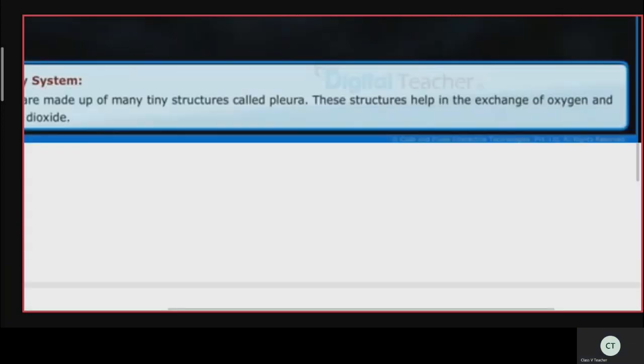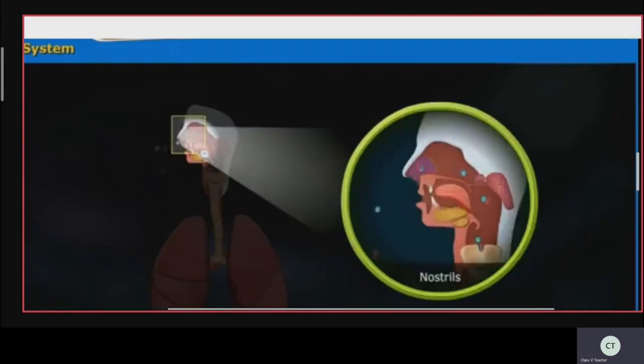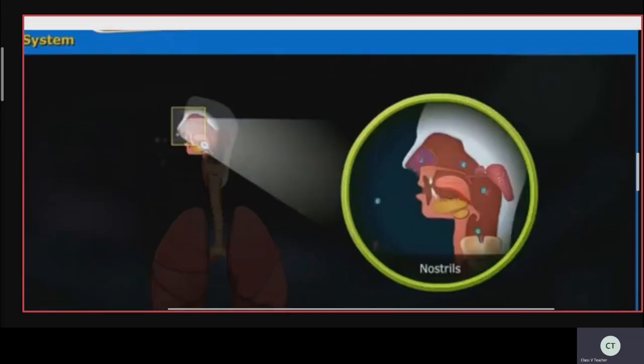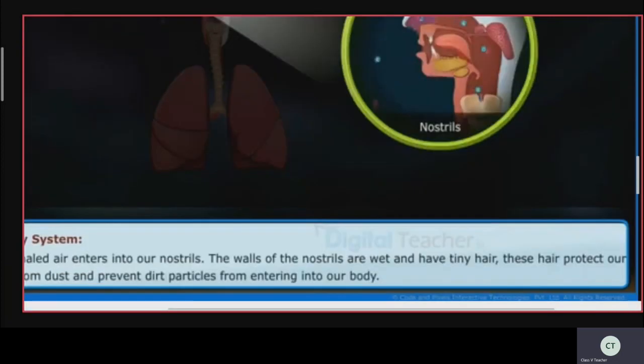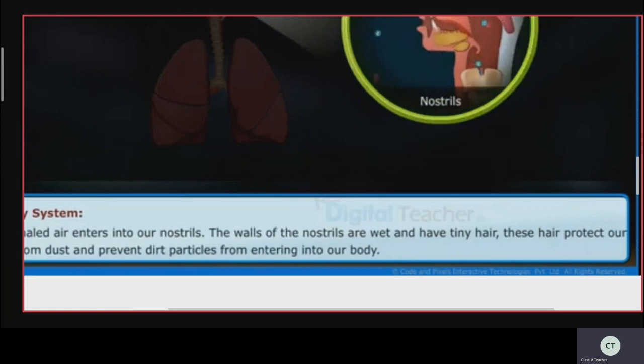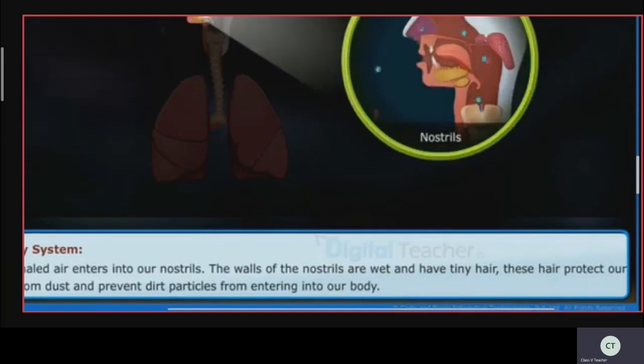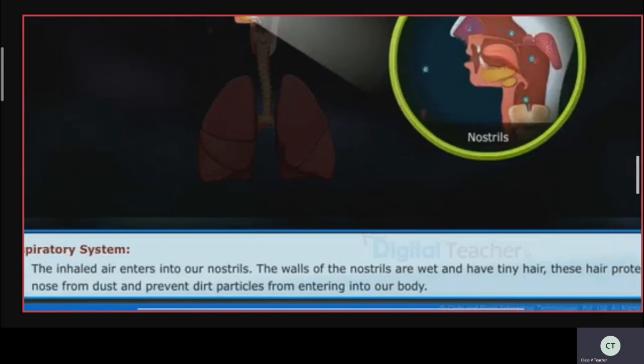Okay. Now, what is the next picture? The next picture is about the nostrils. So, how are the nostrils taking in air? Here, inhaled air enters into our nostrils. The walls of the nostrils are wet and have tiny hair. Yes or no? In your nostrils, tiny hairs are there. Why are the hairs there? These hairs protect our body from the dust and prevent dirt particles from entering into our body.